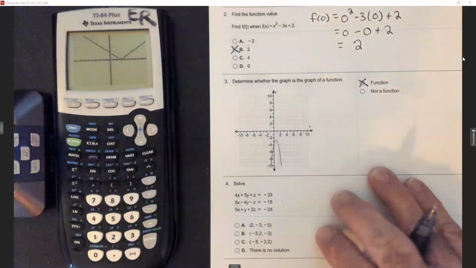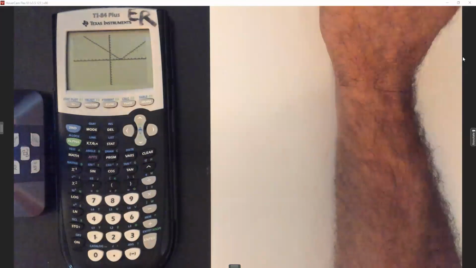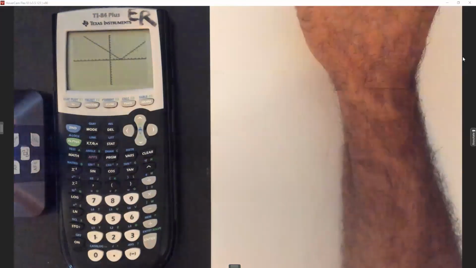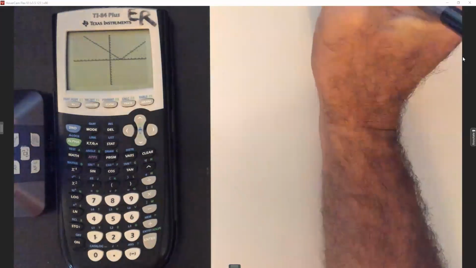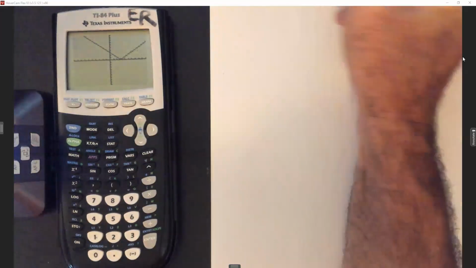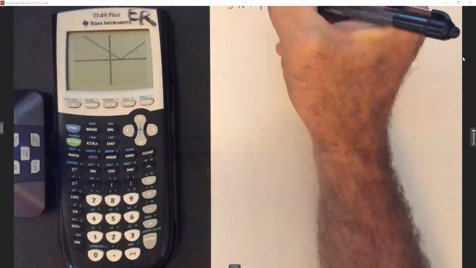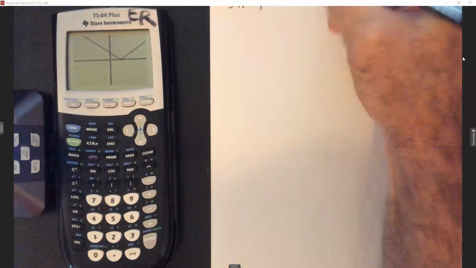So let me write these numbers down. 4x plus 5y plus z equals negative 33. 5x minus 4y minus z equaled negative 15. And then I had a 5x plus a y plus 2z equaled negative 24. So let me bring that up now where I was at.